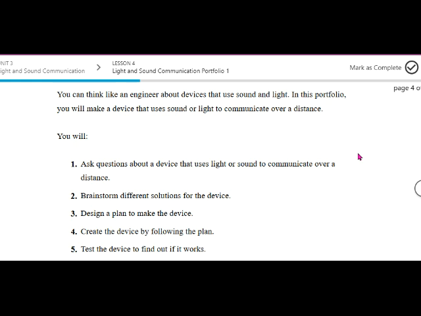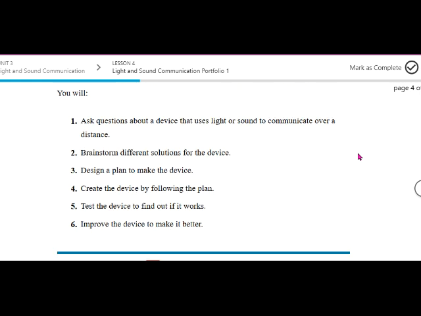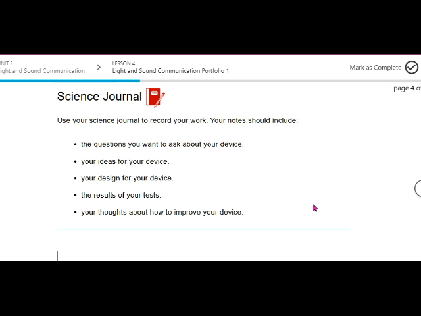You will, number 1, ask questions about a device that uses light or sound to communicate over a distance. So remember, that's what we just did. We asked a question and we recorded it in our science journal. Number 2, brainstorm different solutions for the device. Number 3, design a plan to make the device. Number 4, create the device by following the plan. Number 5, test the device to find out if it works. And number 6, improve the device to make it better. So remember, you're going to use your science journal to record your work.